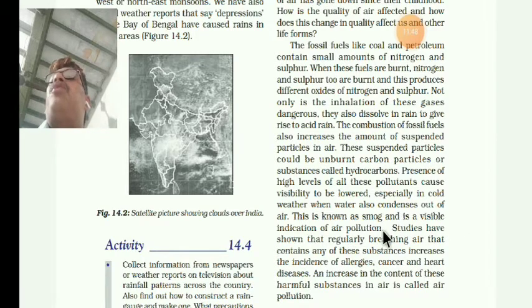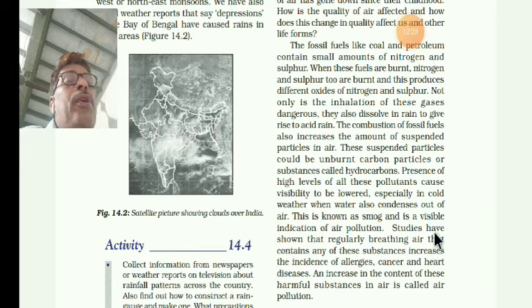What does smog mean? Burning fossil fuels releases unburnt carbon particles, which reduce visibility in cold weather along with the condensed water. Along with the condensed water, it forms smog. This causes visibility problems, and this is what we call smog.